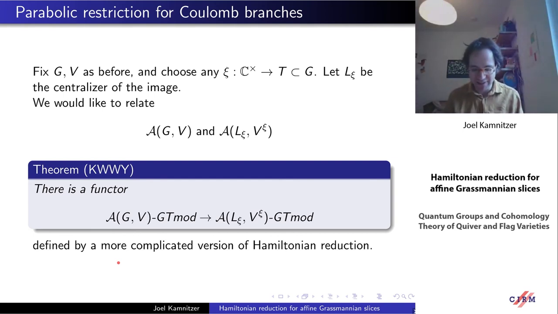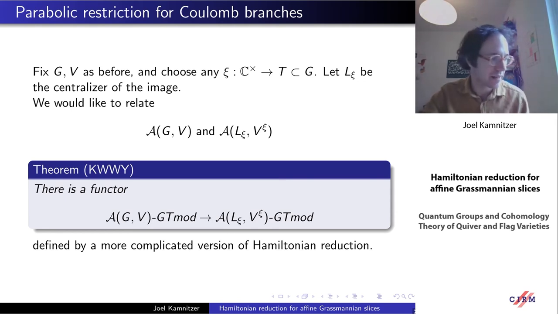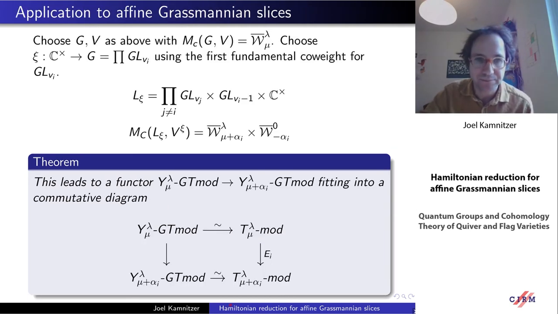So I mentioned before that, involving the Gelfand-Tsetlin algebra, the reason why the other Hamiltonian reduction wasn't good is because the Gelfand-Tsetlin algebra sort of wasn't mapped to the Gelfand-Tsetlin algebra. But when we do this more complicated thing, it solves that problem. So we're going to apply that to our affine Grassmannian slices and their quantizations.